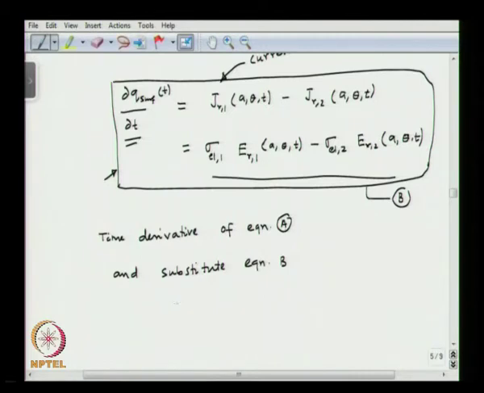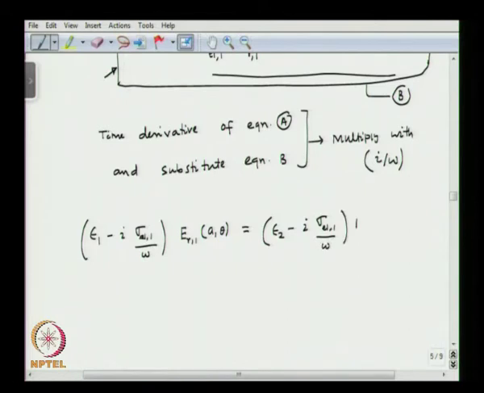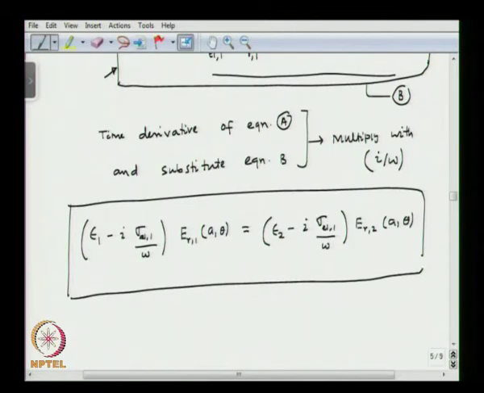and after substituting, if you do that first and then multiply with i over omega, okay, if you do that, we get this equation: epsilon 1 minus i sigma 1 divided by omega, times E r1 a theta, will be equal to epsilon 2 minus i sigma 2 divided by omega, times E r2 a theta. So, this is the equation we get when you do the above, okay.